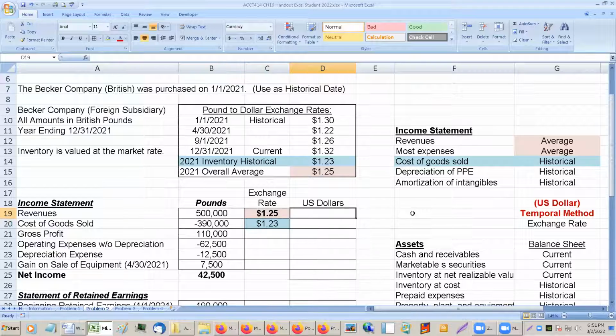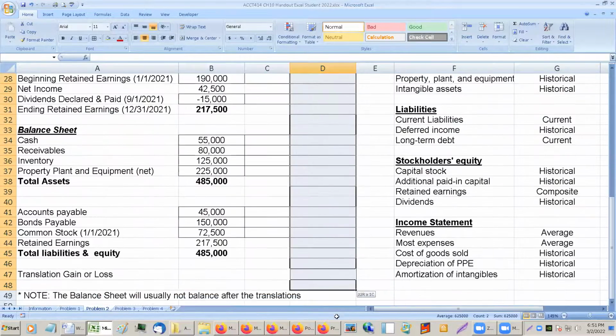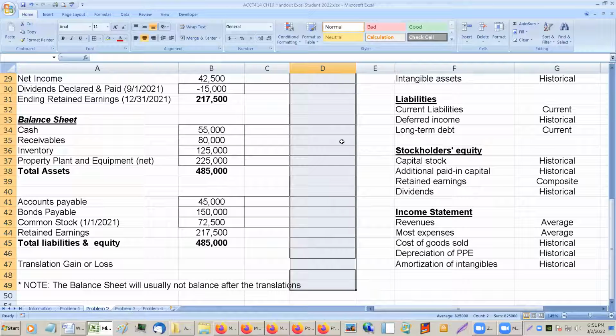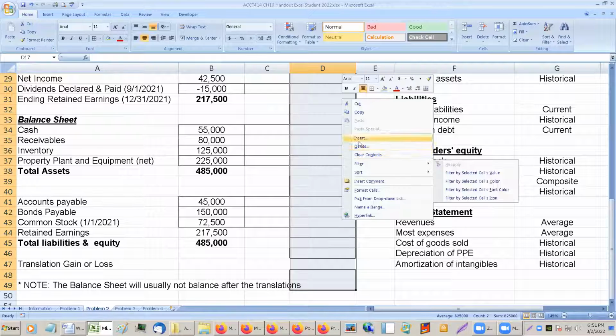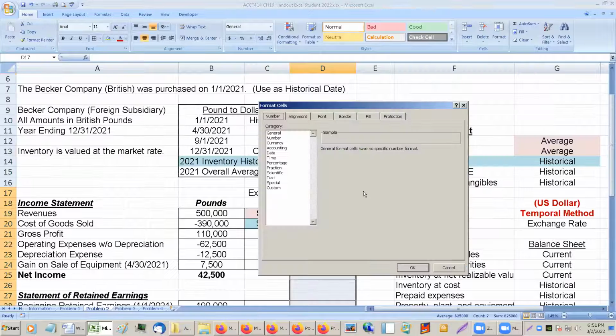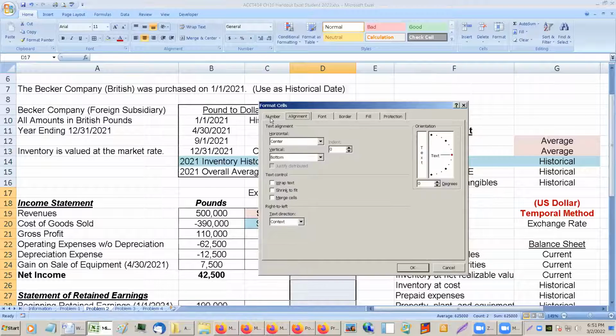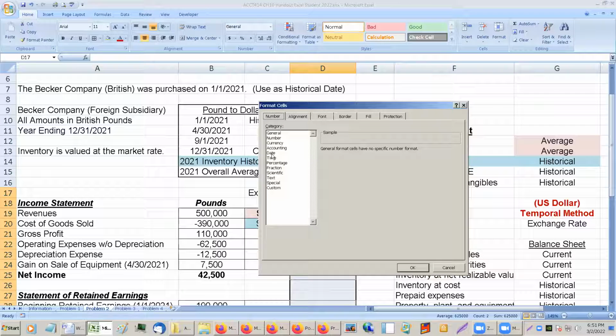Oh, I didn't multiply these. What am I doing here? Multiply them and they didn't format. I gotta redo this. I did this kind of in a hurry. I should have left it the way it was.